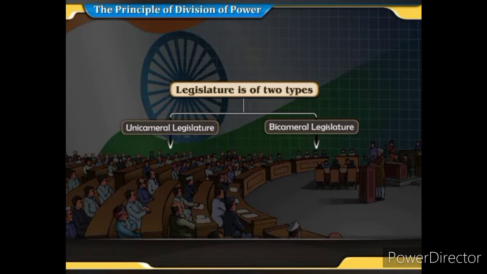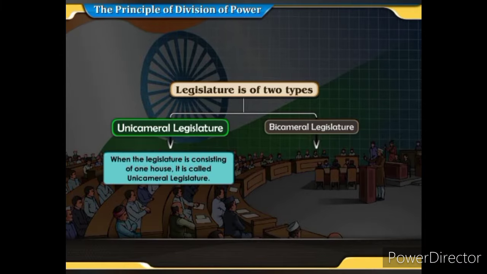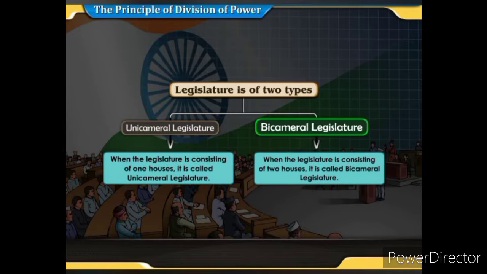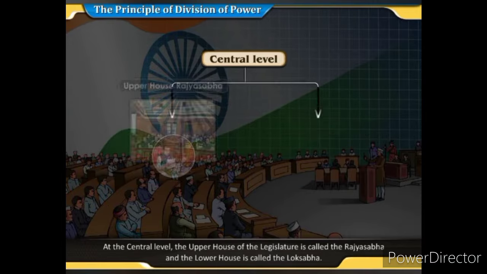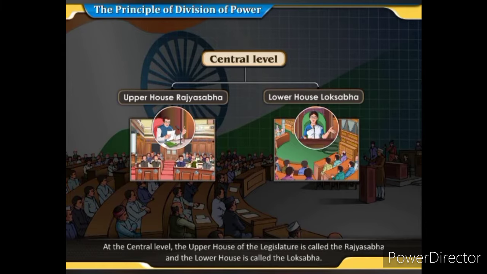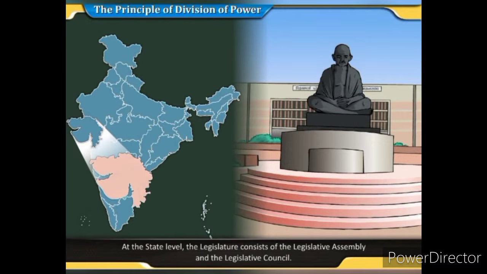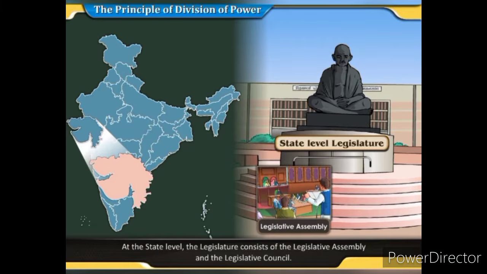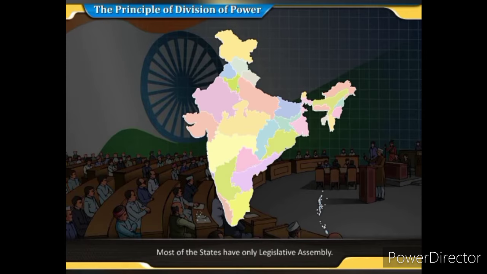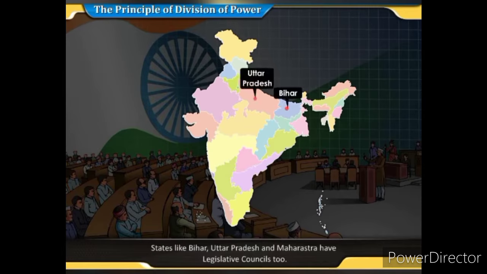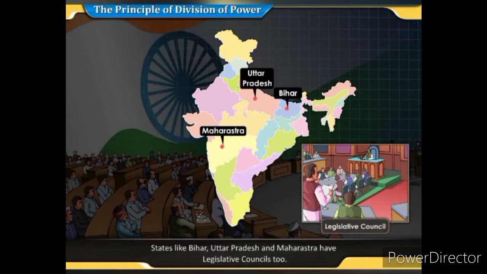Legislature is of two types. A. Unicameral legislature. When the legislature consists of one house, it is called unicameral legislature. B. Bicameral legislature. When the legislature consists of two houses, it is called bicameral legislature. At the central level, the upper house of the legislature is called the Rajya Sabha, and the lower house is called the Lok Sabha. At the state level, the legislature consists of the Legislative Assembly and the Legislative Council. Most of the states have only a Legislative Assembly. States like Bihar, Uttar Pradesh and Maharashtra have legislative councils too.